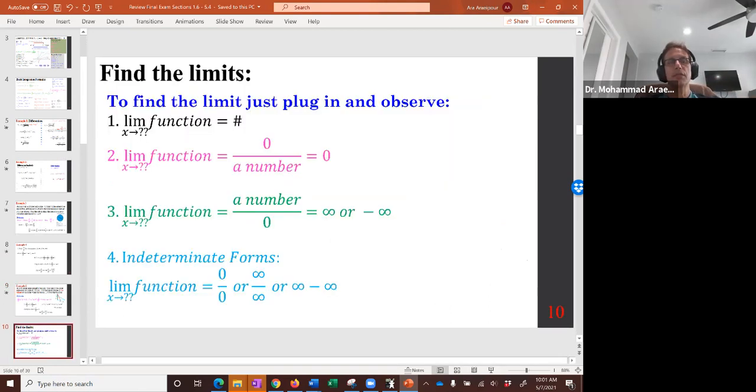Discussion of limits. We plug in and we observe. If the result is a number, we are done. If 0 over a number, it is equal to 0 and we are done. If it's a number over 0, we have to figure out if it's positive or negative infinity. Finally, we have indeterminate forms of 0 over 0, infinity over infinity, or infinity minus infinity, which requires more algebraic work.